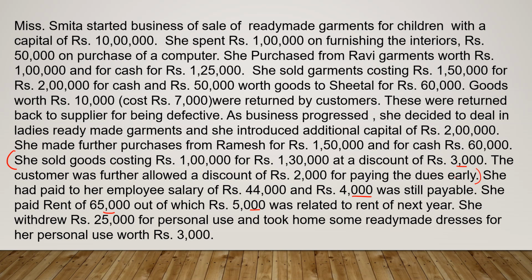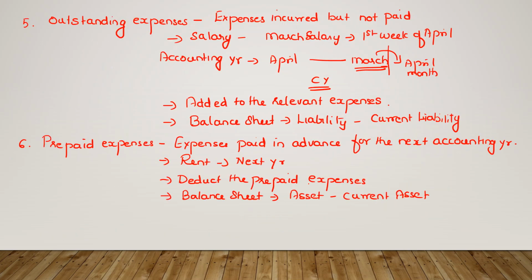So the customer was given maybe a credit period that he can pay after a week or 10 days or 1 month, but he came back and paid early, and therefore Smita again gave that customer a discount of rupees 2,000. So this is another discount that has been given in this example. So now let us understand the term discount. What is meant by discount?